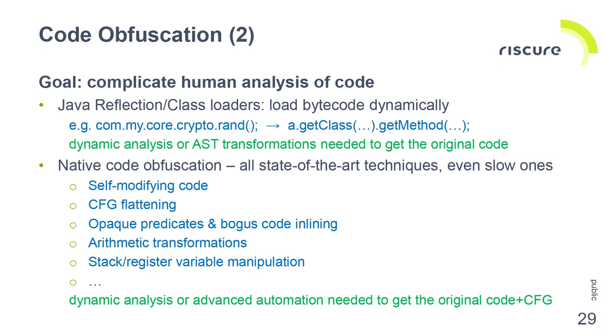We have Java code. Java has reflection and can load bytecode dynamically. Maybe we can utilize that and force the attacker to really go dynamic in that. All the calls in the code that the attacker will see will be renamed to more meaningless things that he will not be able to read by himself.